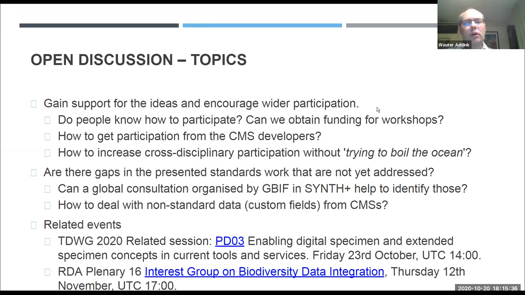Then we had a question: how can we get participation from the developers of the collection management systems? There are hundreds of collection management systems in the world, a few big ones, and especially for these big ones like Specify and others, we think that the developers of these systems have very good domain knowledge for defining the specimen model part of OpenDS. So the question is, how could we get more participation of these people? Are there any in the room today, perhaps, who can comment on that?